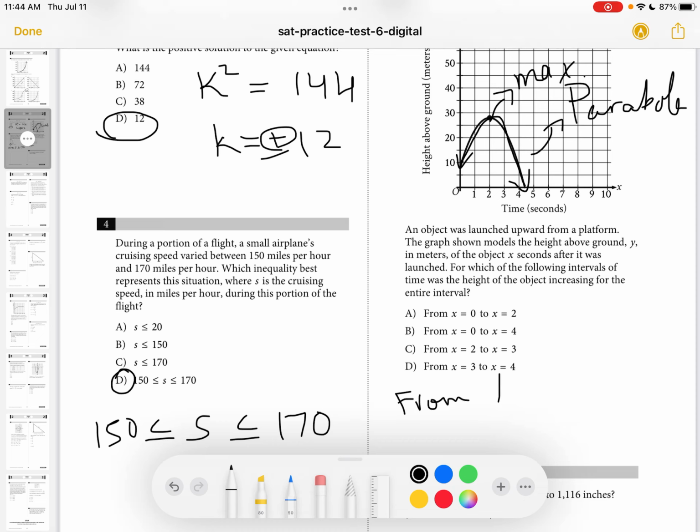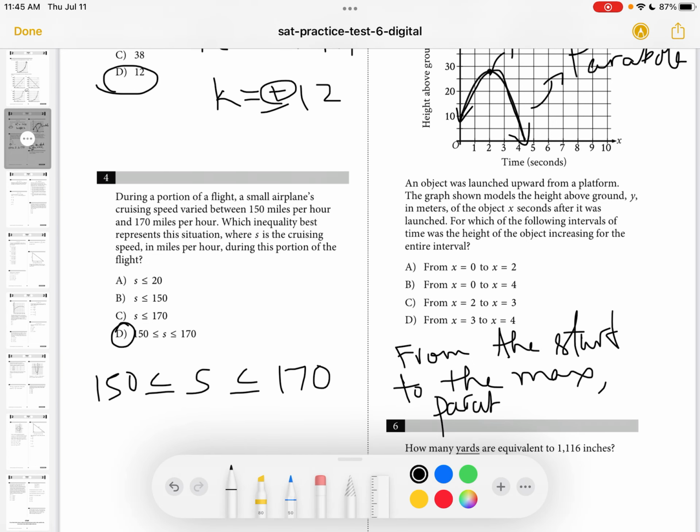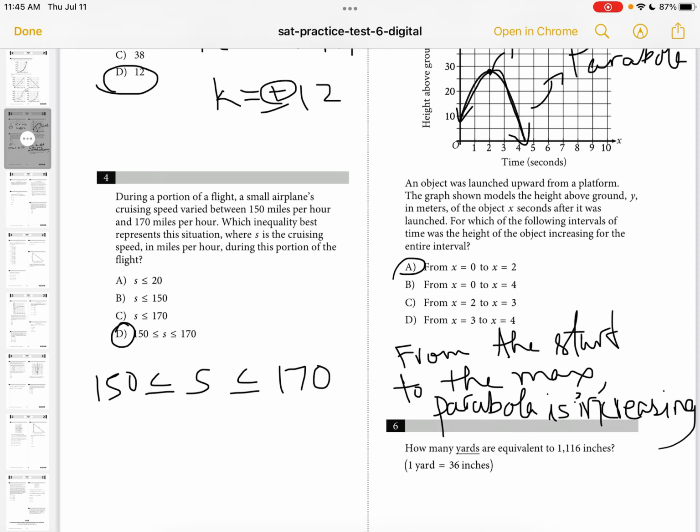I'm going to write it down here. From the start to the max point, the parabola is always increasing, and you can see that visually on the graph. So what does that mean? From x equals 0 to x equals 2, where the vertex is, the height of the object kept on increasing, and then after it crosses the vertex, it plummets. So from x equals 0 to x equals 2. That's our answer.